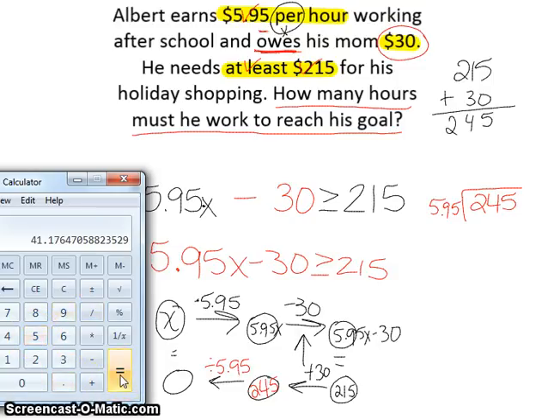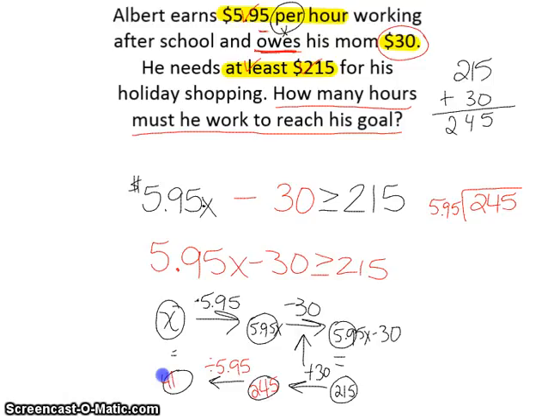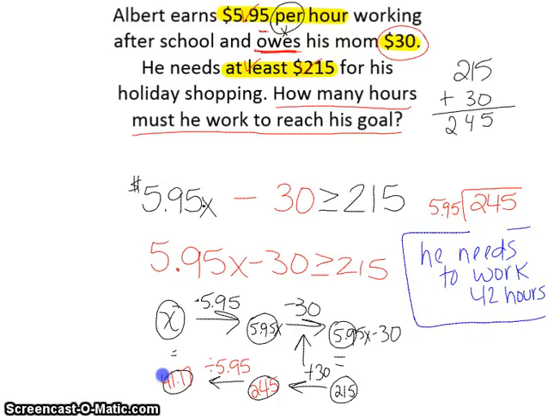So I get 41 point, all those decimals. And because I'm dealing with money, I only want to use 2 places behind the decimal. So my answer is going to be 41.17. So how many hours does he need to work? Well, he needs to work more than 41 hours, so I'm going to say that he needs to work 42 hours. So that is your final answer. If he only worked 41 hours, he would not have enough money.